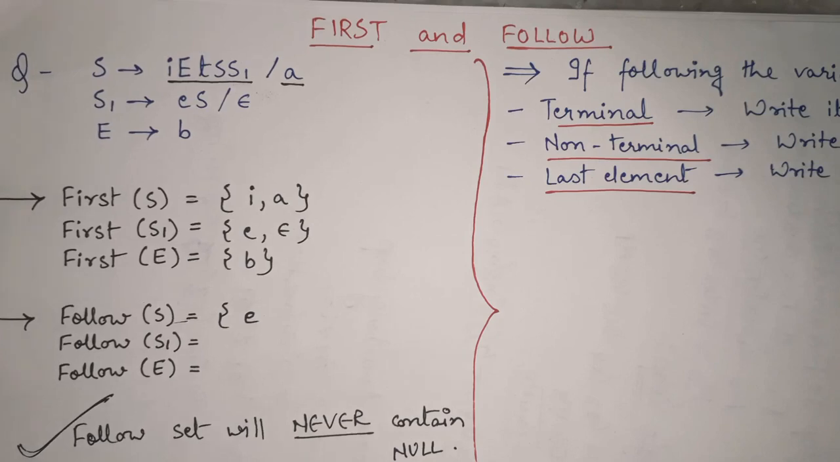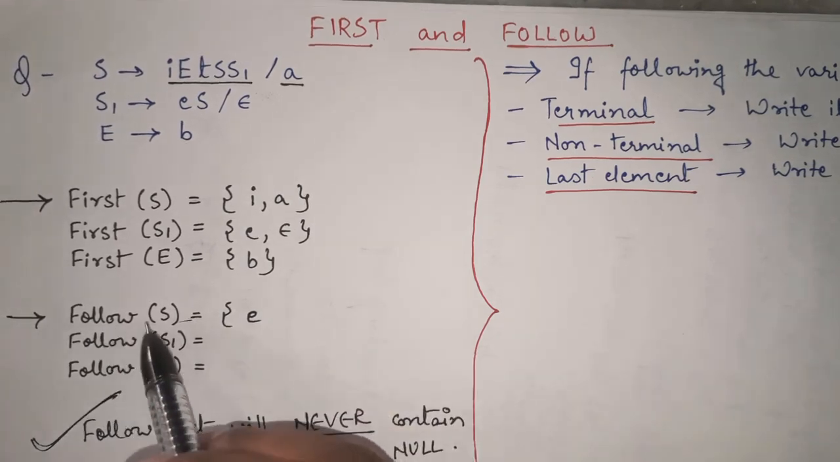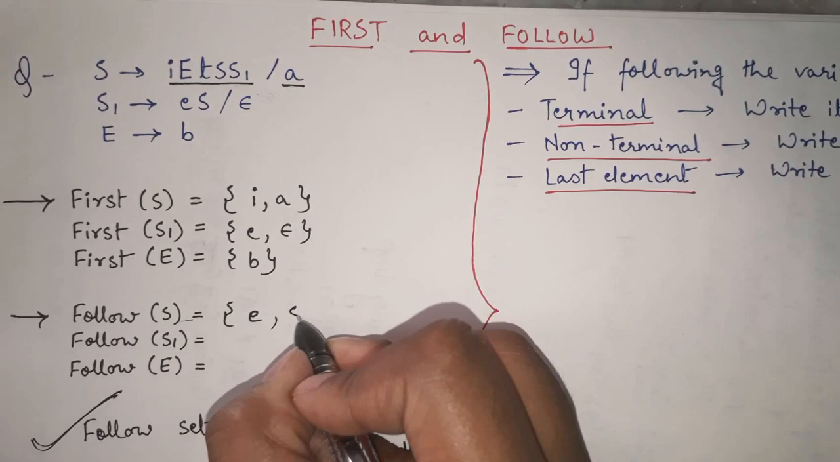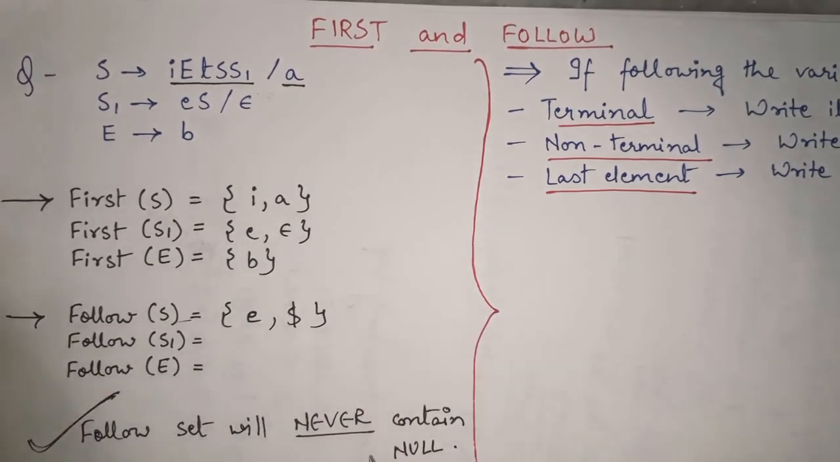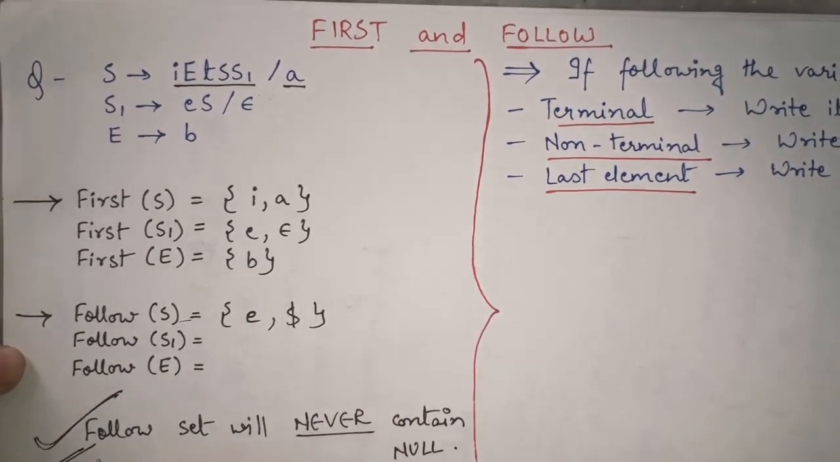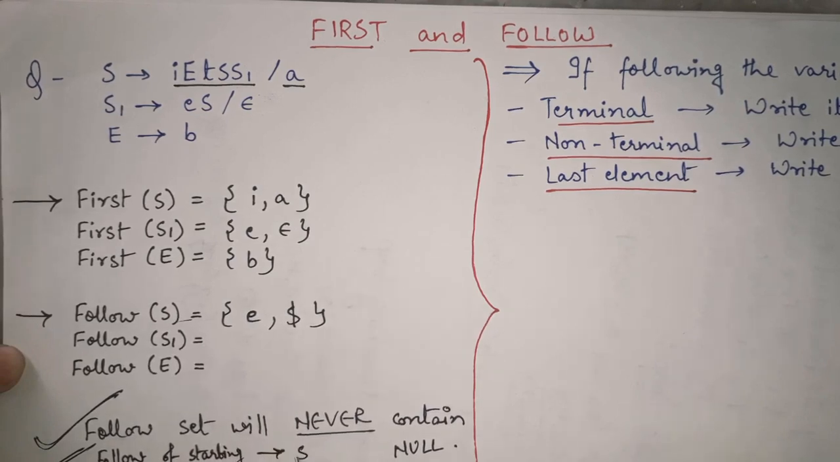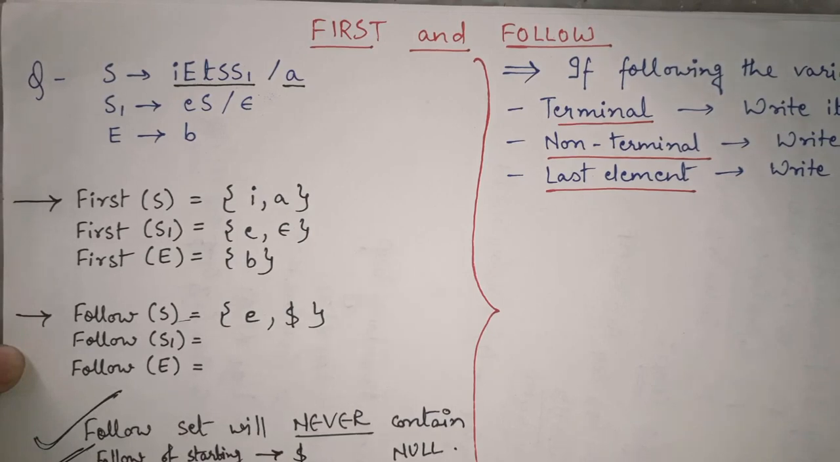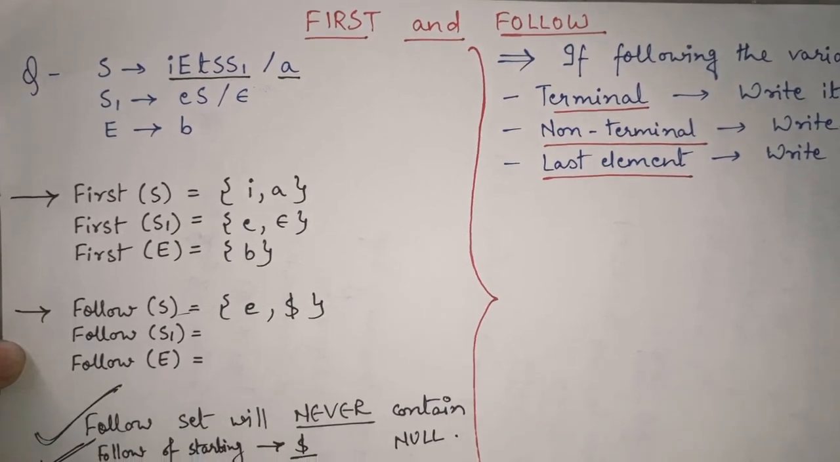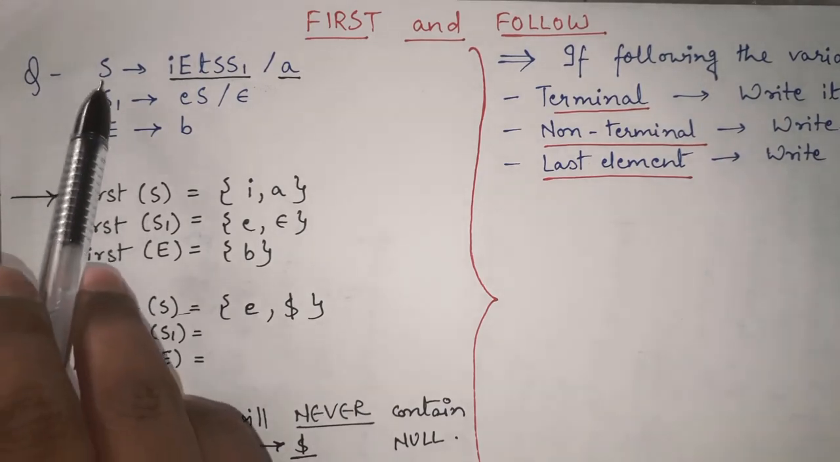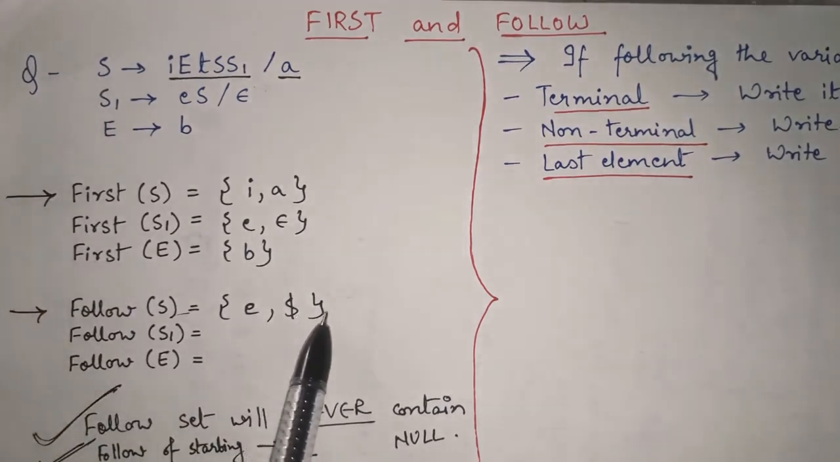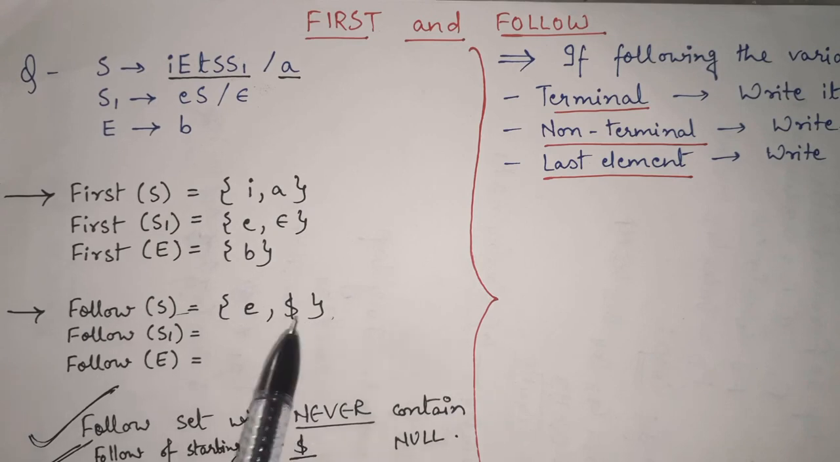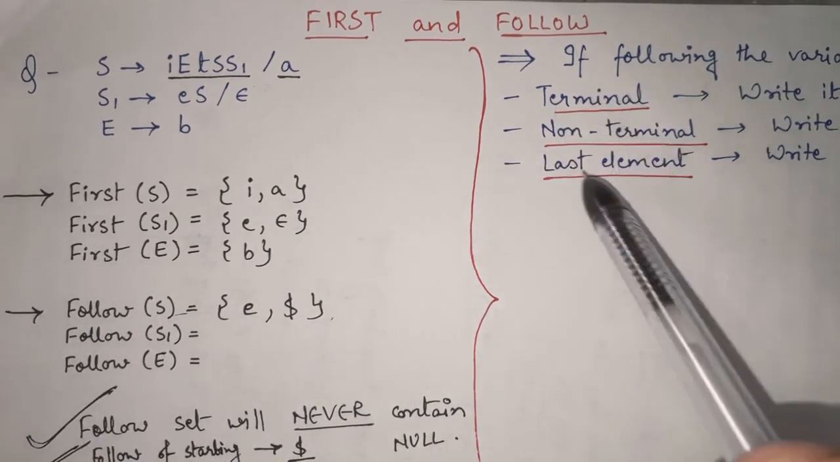And yes, one more rule: the follow set of the first element will always contain dollar. And this is again one of the important points, that follow of the starting symbol will always contain what? Dollar. Fine. Follow of the starting symbol will always contain dollar. As we know, S is our starting symbol, so dollar will by default be there. That is how we will find out the follow with the help of these three rules.